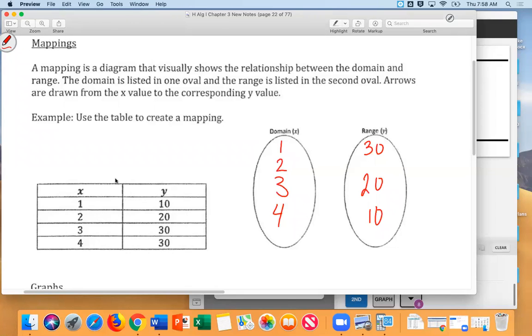But all you do is this. You look at your table. 1 goes to what number? 10. So you just draw an arrow to the 10. Where does 2 go, Jordan? AJ, where does 3 go? 30. And Angela, where does 4 go? Do you guys see how I just draw arrows to where it goes? It doesn't matter the order. I just draw the arrows.